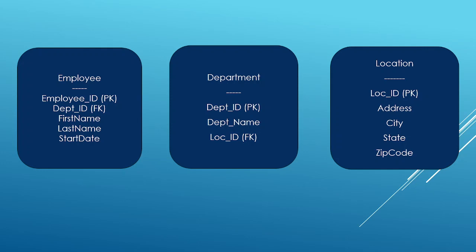So if you want to know the location of an employee, because it does not have the location ID in the employee table, you're going to have to make a jump from the employee table to the department table. Once you know what department they're in, which is really just a key, the department ID, you can join the location table to get the address, city, state, and zip code for the employee. So let's go ahead and put that into practice.